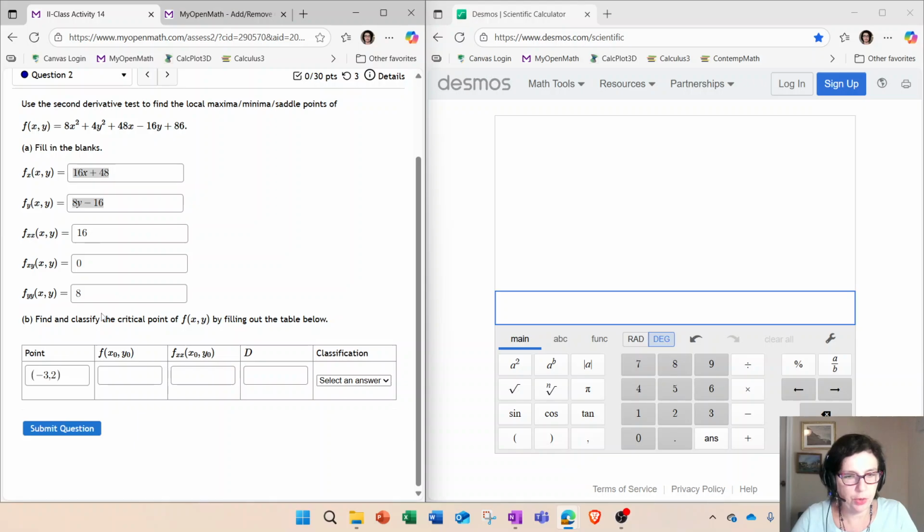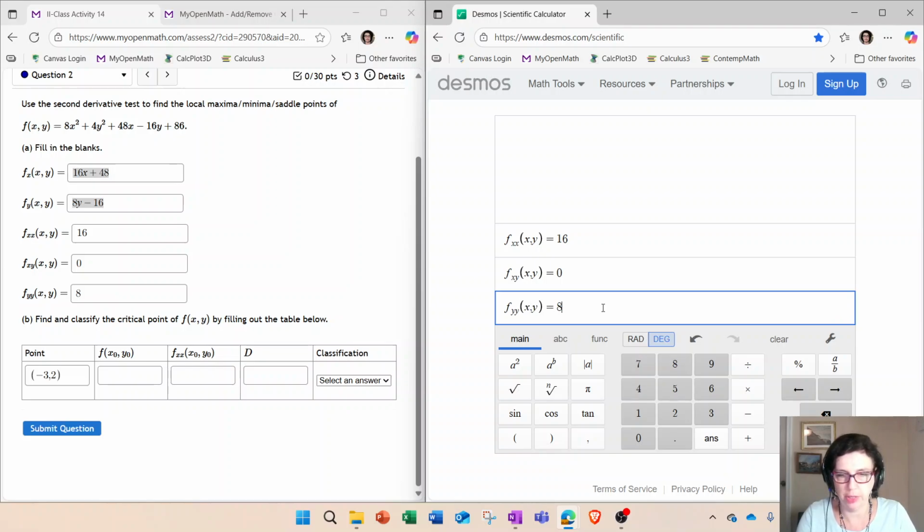All right, so once you do that, what I recommend doing, especially when it's a more difficult case, though this is not a hard example for sure, is this. Here I'm going to put f, then use the underscore on my keyboard, so that's shift and minus, and then I'm putting xx, (x,y) equals 16. Then I'm doing fxy(x,y) equals 0. Then I'm doing fyy(x,y) equals 8.